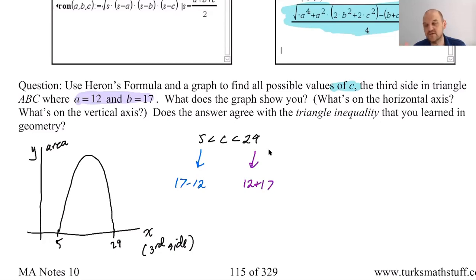The triangle inequality made a lot more sense to me when I used Heron's formula for this type of problem. I was like, oh my God, like now I get why it needs to be bigger than the difference and less than the sum. And it was clear because another context gave me those answers. So it's confirming the triangle inequality for me.